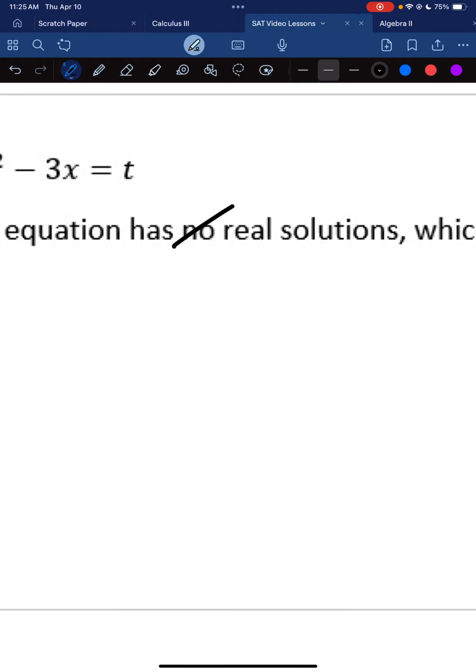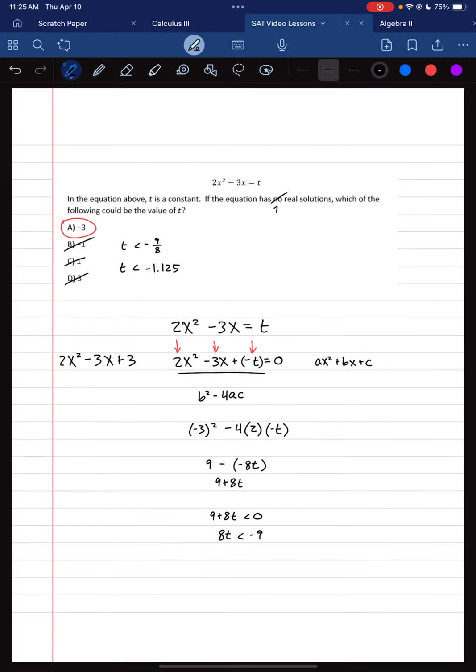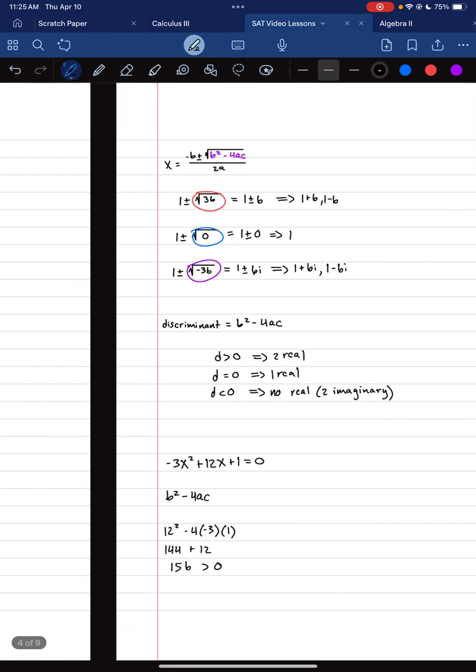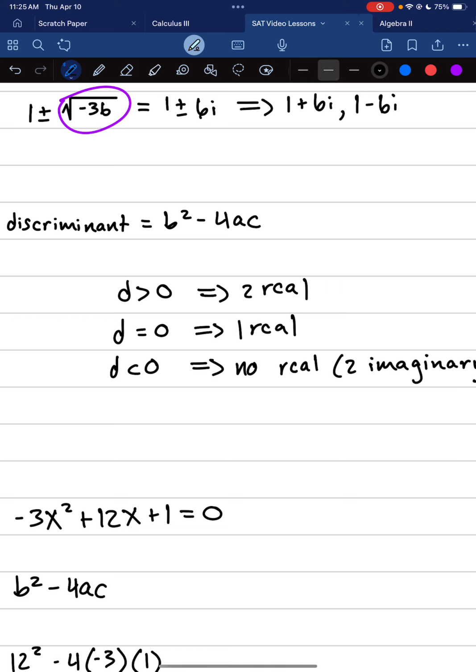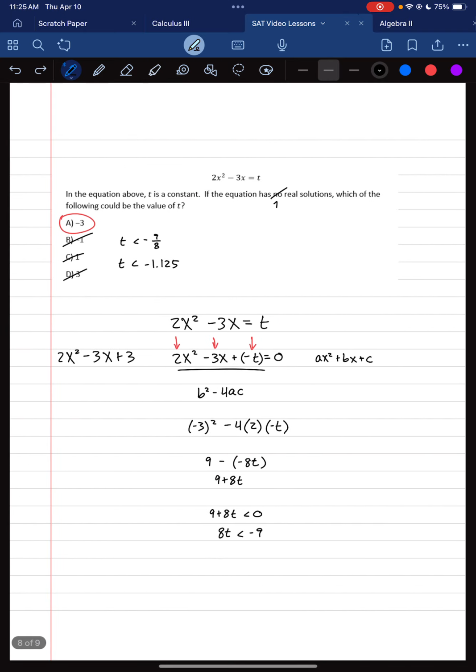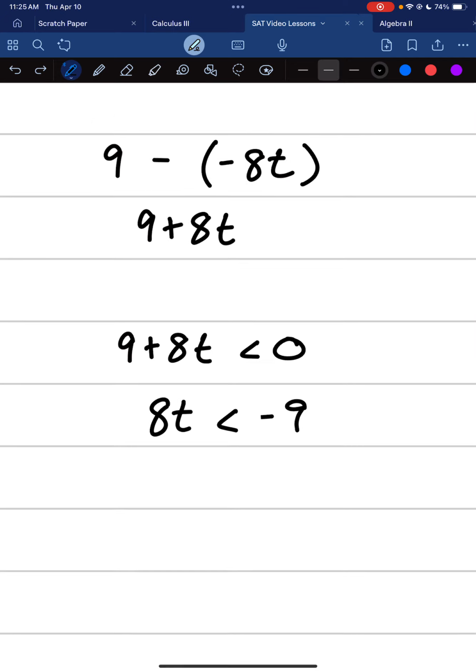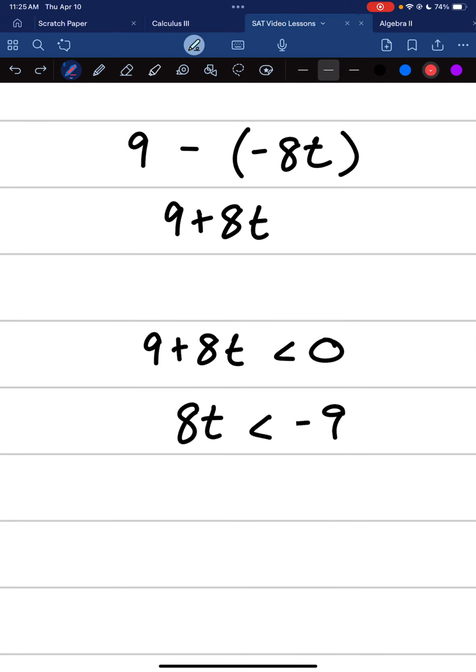solutions, let's say I wanted one real solution, right? If we go back here, we know that when the discriminant is equal to 0, we have one real solution, right? So let's go back and see if we can make this have one real solution. If we go back here, remember that the discriminant is equal to 9 plus 8t, right? Before, I set this to be less than 0 since I wanted a negative discriminant, but now I want a discriminant that's equal to 0, so I'm going to set this equal to 0 and solve for t.